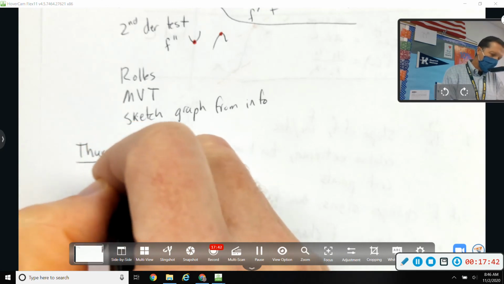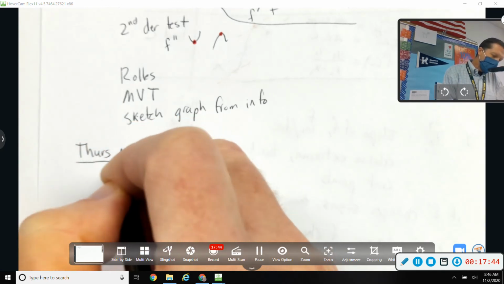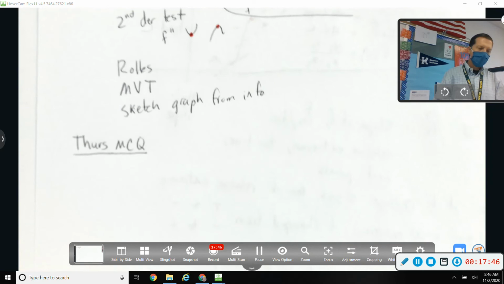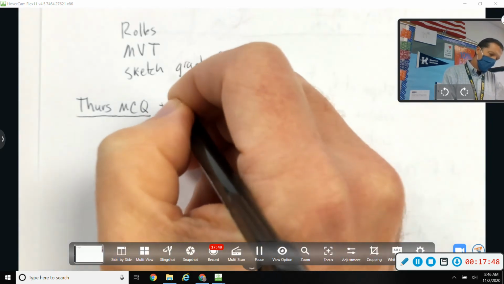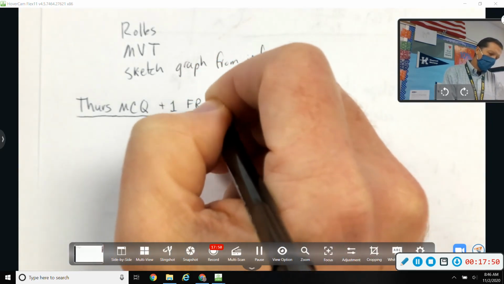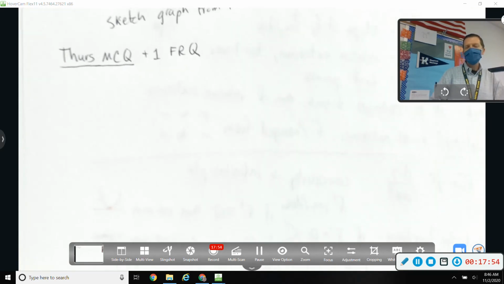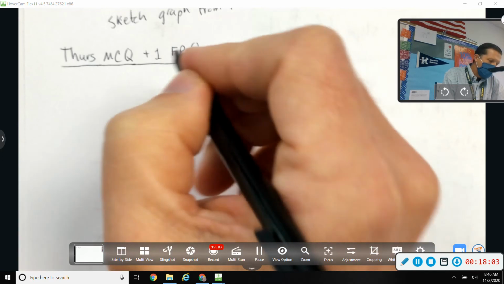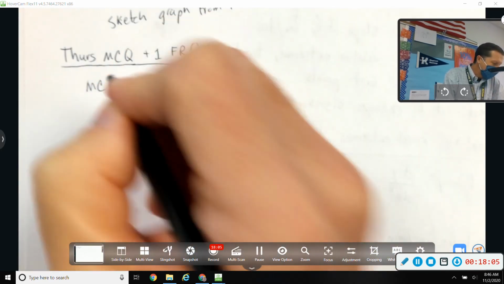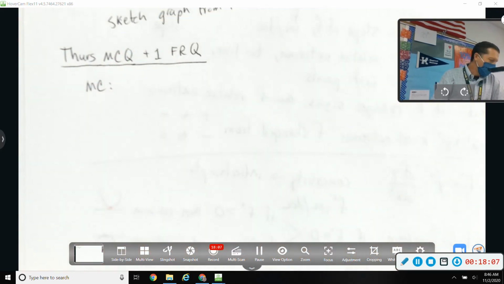The Thursday part is mostly multiple choice questions plus one free response question. Again, I couldn't make it all multiple choice and all free response without using up too much paper, so we'll rearrange things but then tell you where things go. On the multiple choice, it was almost all from this unit. I didn't see a whole lot of review stuff on there.